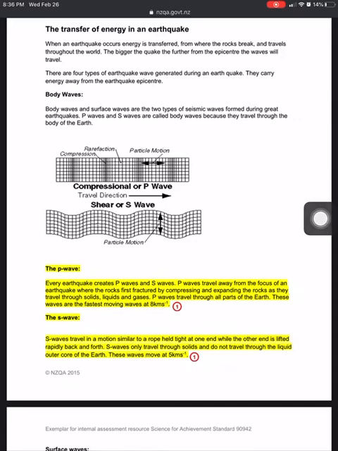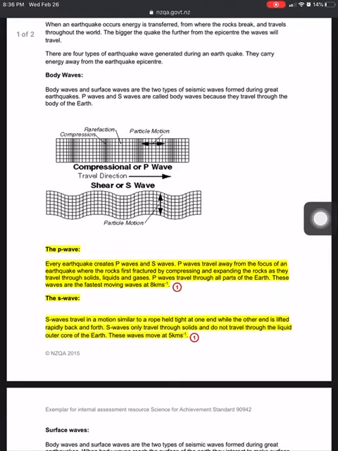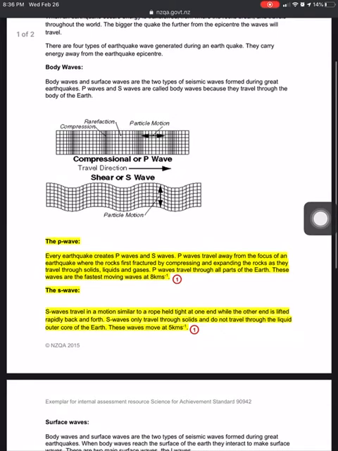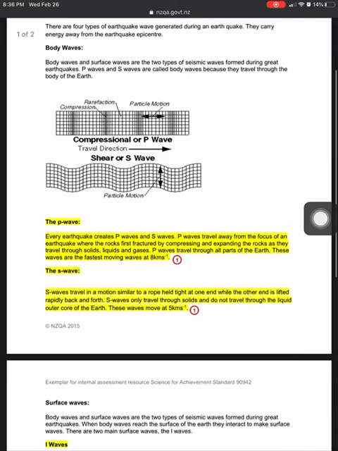The P waves travel away from the focus of the earthquake, where the rocks first fractured, by compressing and expanding the rocks as they travel through solids, liquids, and gases. P waves travel through all parts of the earth. These waves are the fastest moving waves at 8 kilometers.